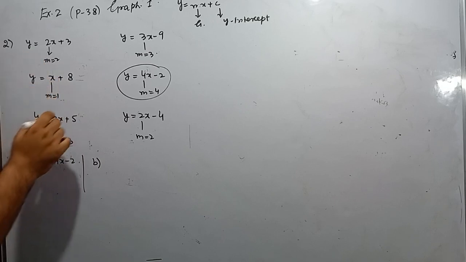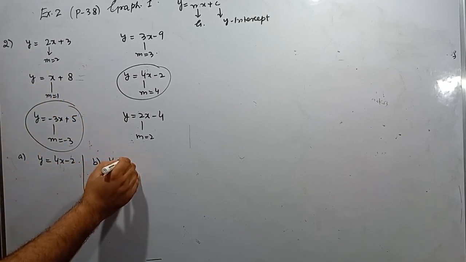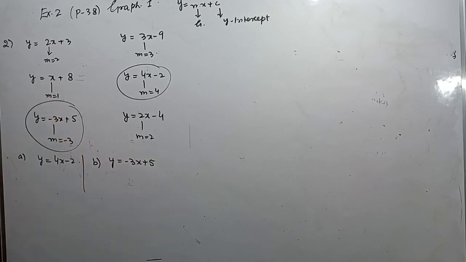You can see there is only this equation having the negative gradient. So I will write y is equal to minus 3x plus 5. This is actually representing the line. That's why in the question it is line.